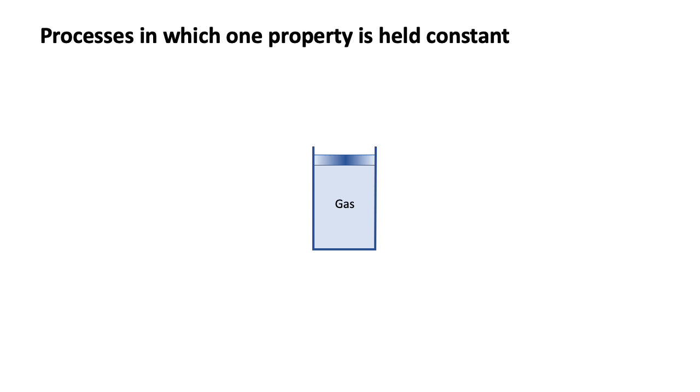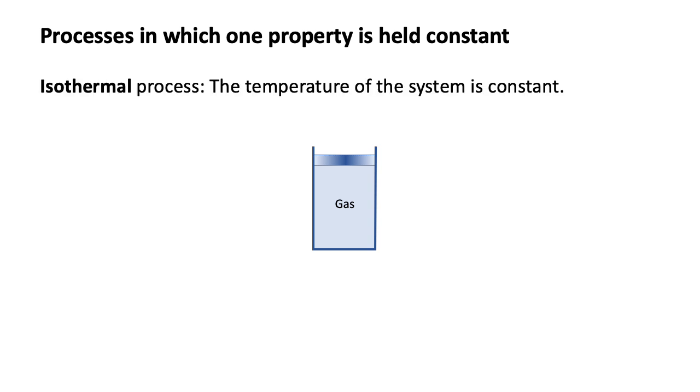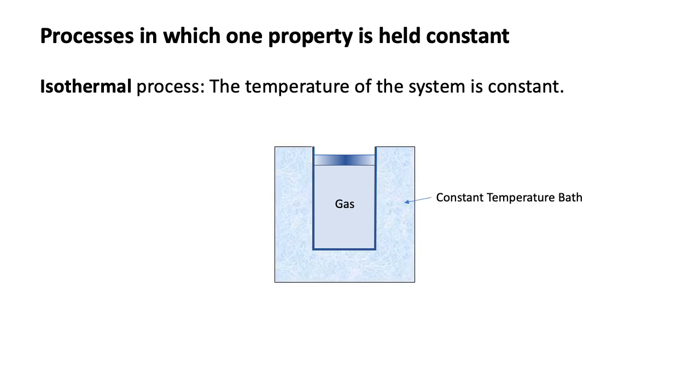Now, there are several processes which are important in which one property is held constant. One very important type of process is what is known as the isothermal process, in which the temperature of the system is constant during the process. So if we want to compress this gas in an isothermal process, we could put a constant temperature water bath around it, and the water will force the gas to be at the same temperature as the water. So while we compress it, the gas will lose heat to the surrounding water, and the temperature of the gas will be constant.